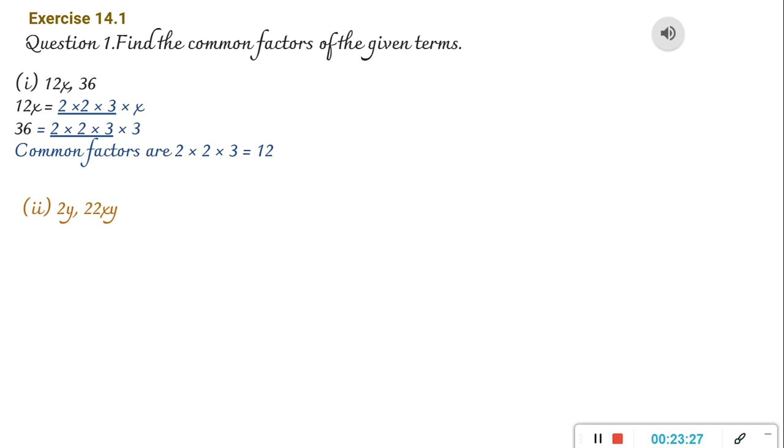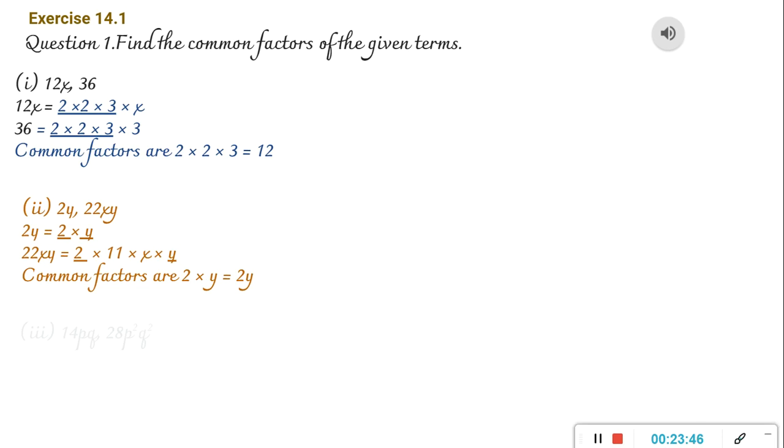Second one, 2y and 22xy. The factors of 2y are 2 into y. Then the factors of 22xy are 2 into 11 into x into y. So what is common here? 2 and y. So the common factor of 2y and 22xy is 2 into y, that is equal to 2y.